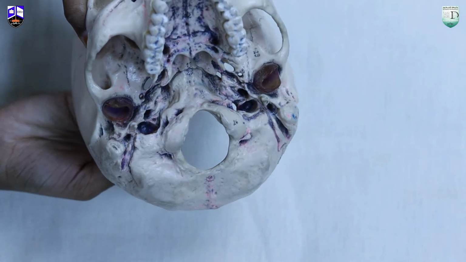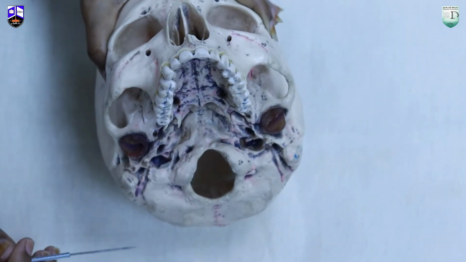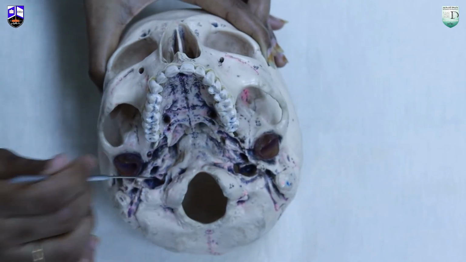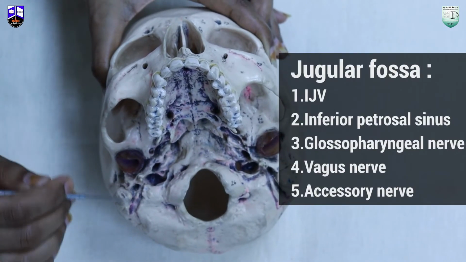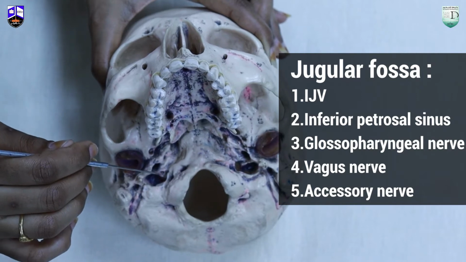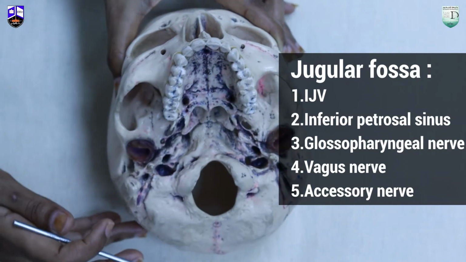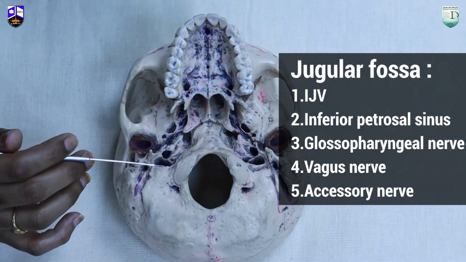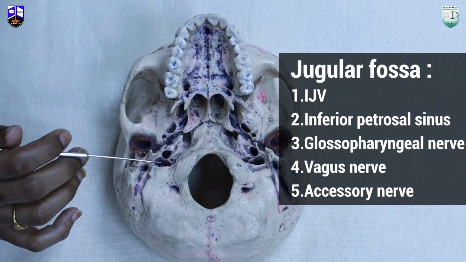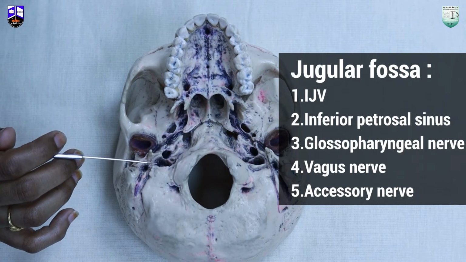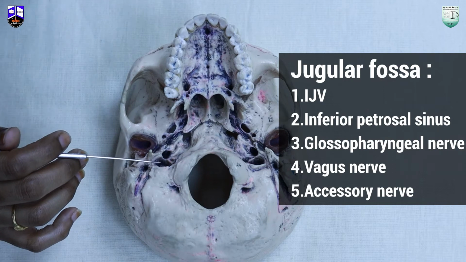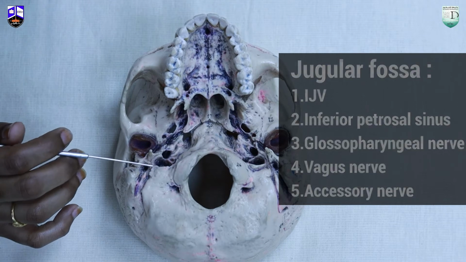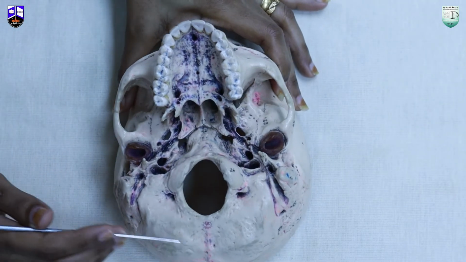This foramen gives passage to a number of structures. In its most posterior part, it gives passage to the internal jugular vein, and anterior to this, from posterior to anterior, it gives passage to the inferior petrosal sinus, the glossopharyngeal nerve, which is cranial nerve number 9, the vagus nerve, cranial nerve number 10, and finally the accessory nerve, cranial nerve number 11. So it gives passage to two venous structures, the internal jugular vein and the inferior petrosal sinus, and three cranial nerves: cranial nerve 9, glossopharyngeal, cranial nerve 10, vagus, and cranial nerve 11, which is the accessory nerve.